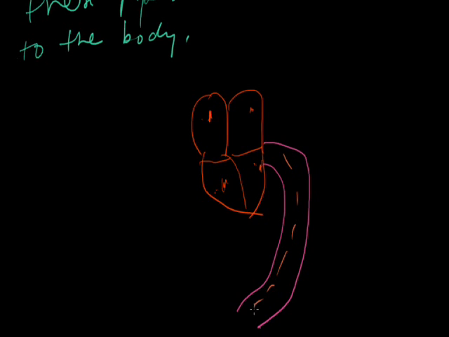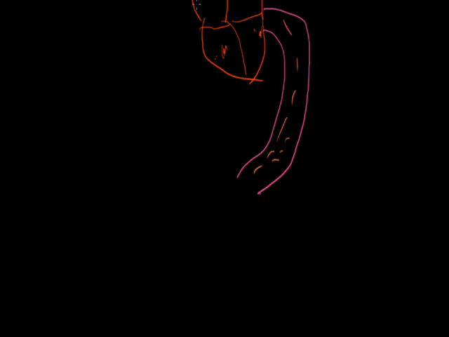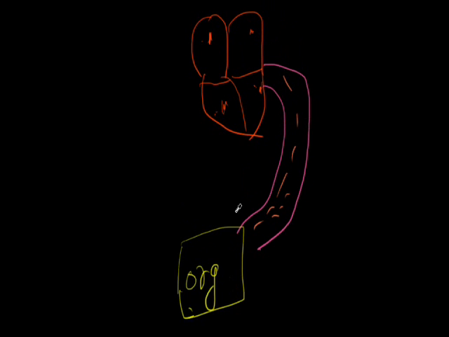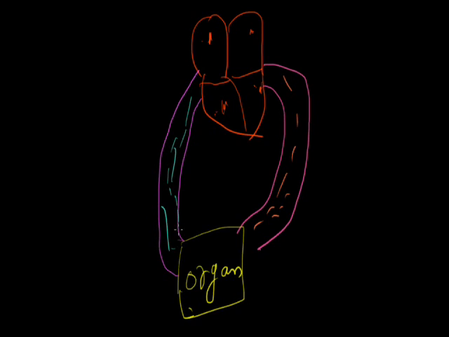Suppose this is the flow of blood, and I write the organ here, the organ of the body, and again there is a pipe. So there are two major pipes inside the body. The first pipe is termed the artery, and this is the vein. Arteries are the pipes which carry blood from the heart to the organ, and veins are the pipes which carry blood from the organ to the heart.